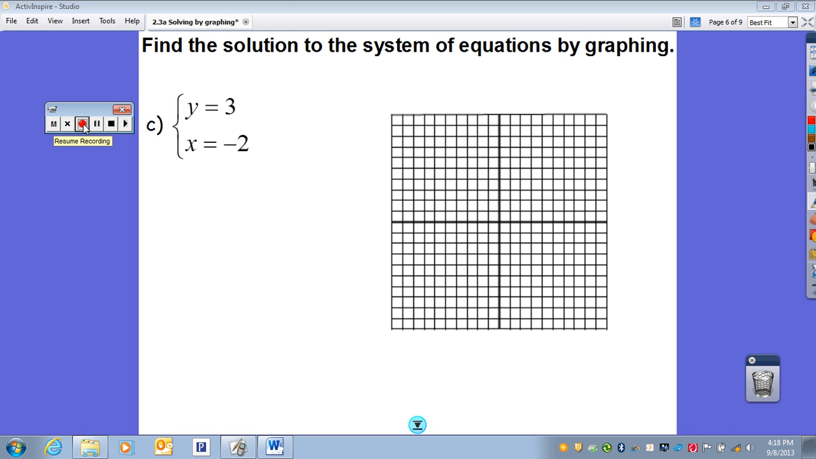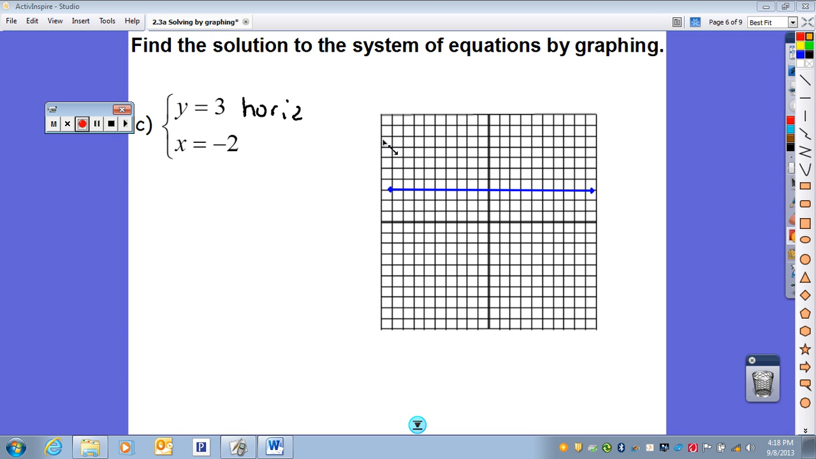Let's take a look at our next example. We have y equals 3. Y equals 3 we know is a horizontal line at positive 3. So let's graph that. And let's label that line as y equals 3.